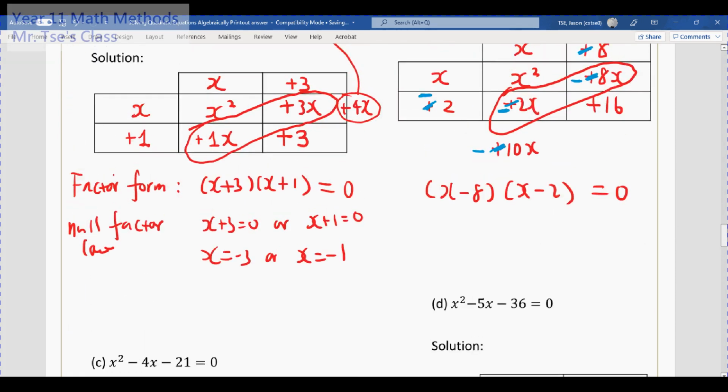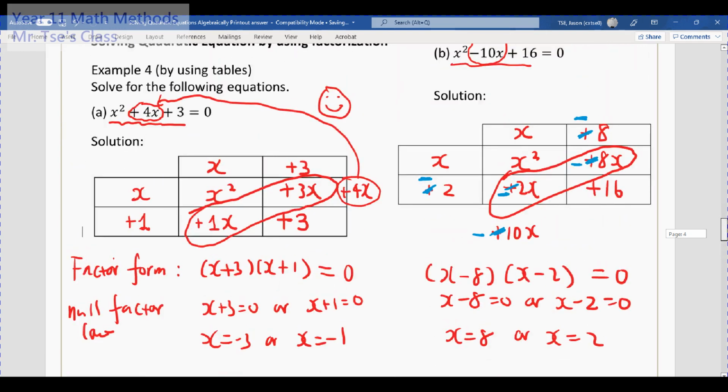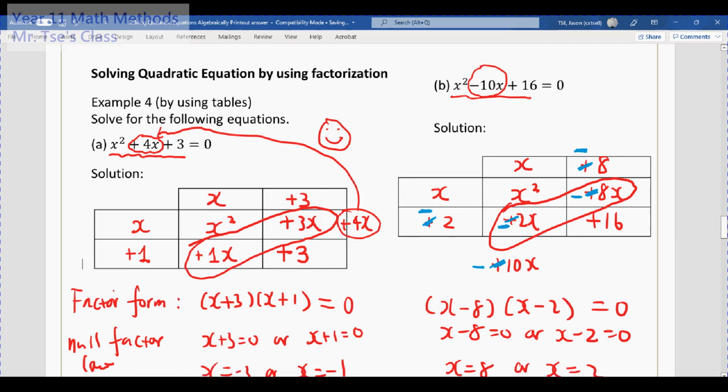Okay, and in that case, null factor law, and you have x equals 8 or x equals 2. That's it. Okay, good. I hope right now you understand what the main technique in this skill is, right? The most important part is that you need to remember the order of the terms you put into the table, and you need to do the trial and error to get that middle term.